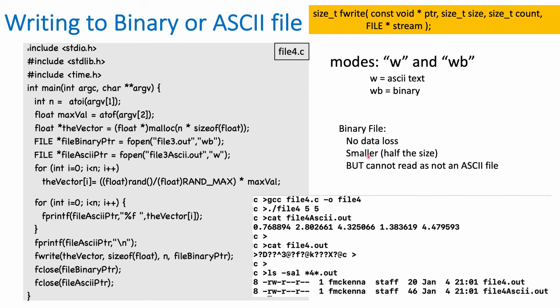If we're saving floats versus writing out floats as text, we're actually going to have output that is half the size, because as text a float is 8 characters, while a float in binary is 4 bytes.